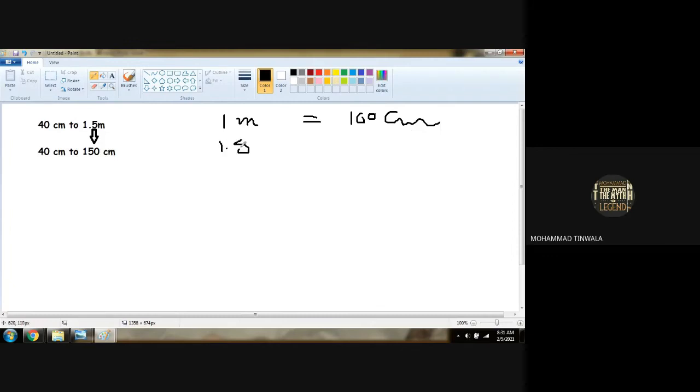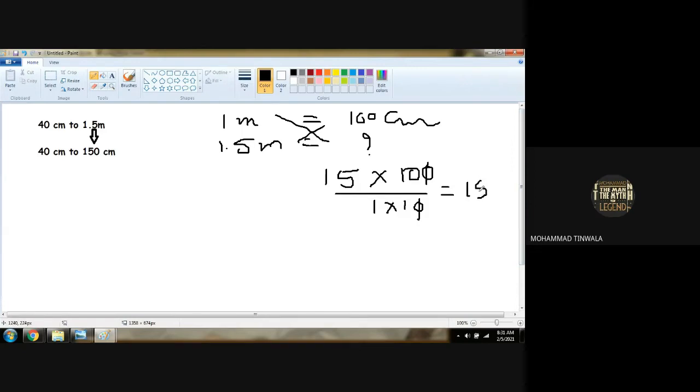So 1.5 meter is equal to how many centimeter? Now cross multiply. 1.5 multiplied by 100 upon 1 into 10. Why did we take 10? To remove this decimal. Got it? When we removed the decimal from here, we added a 0. Now this 0 got cancelled. 1 ones are 1. 1 has no value in denominator. 15 tens are 150. Any doubt with this? So what we got here? 150 centimeter. Anybody has any doubt?